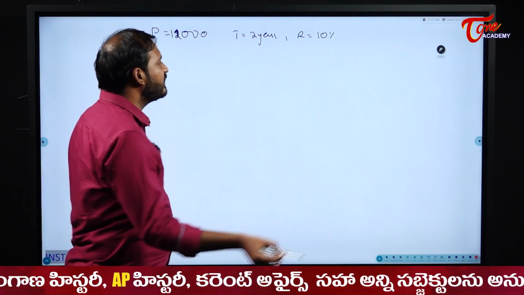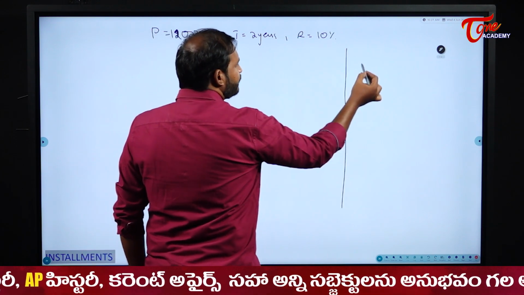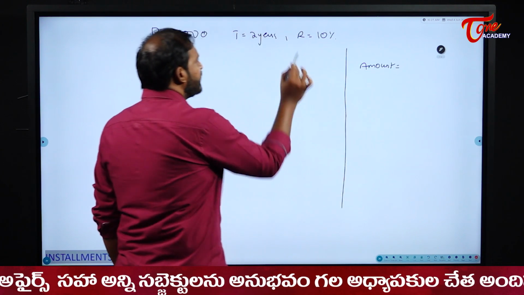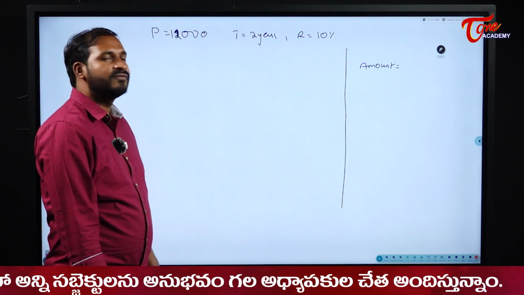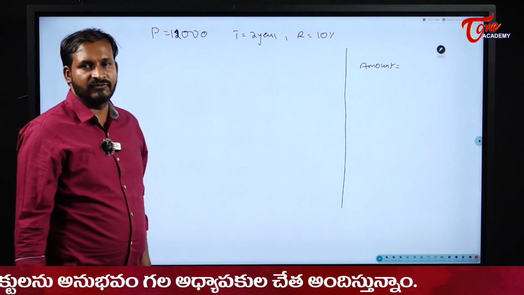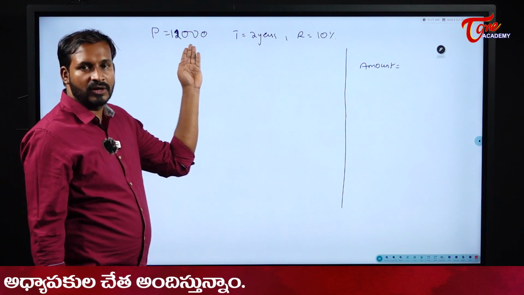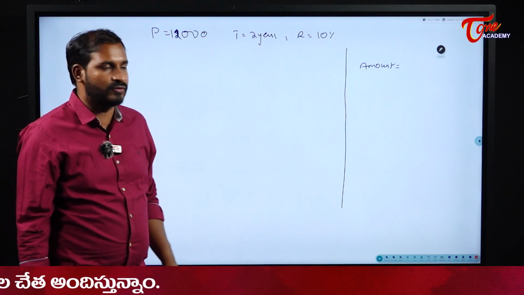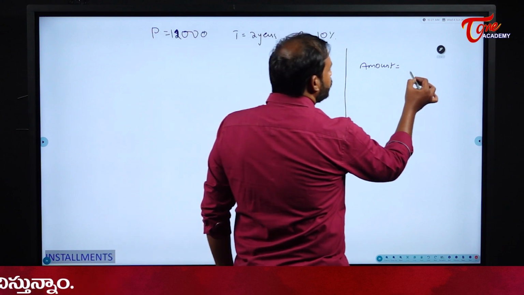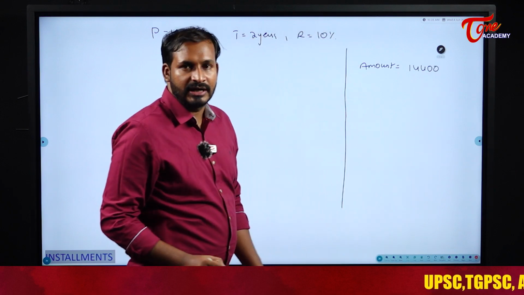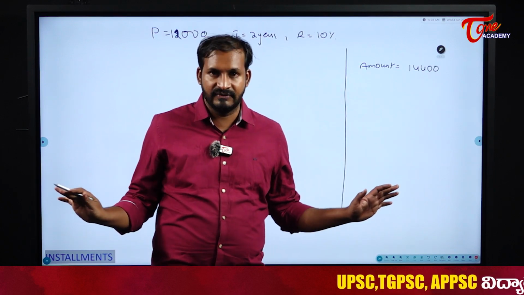Now tell me what it will amount to after 2 years generally. How much do you need to pay after 2 years? What is the interest here for me? 20% of 12,000. What is 20% of 12,000, students? 10% is 1200. 20% will become 2400. That means after 2 years you will pay 14,400, if it is a general case.